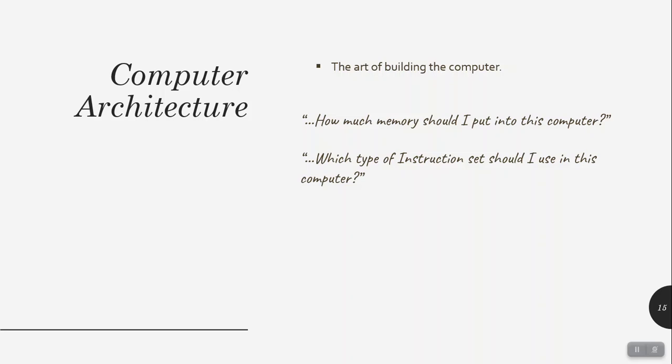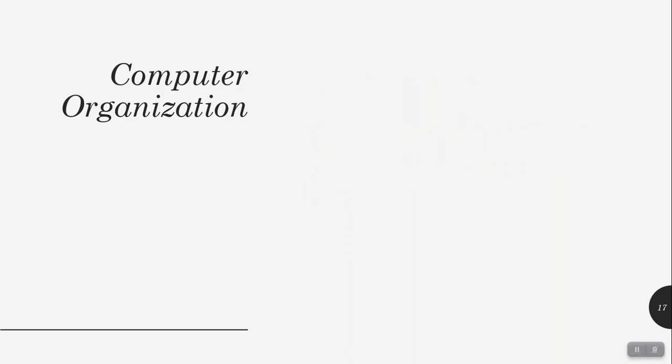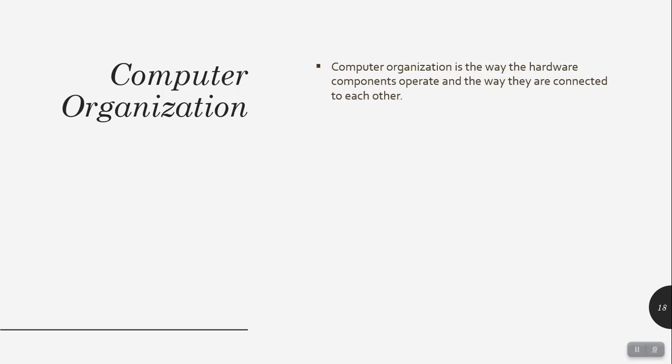Okay, so if that's the case, what is computer organization? So the most commonly used definition of computer organization is the way the hardware components operate and they are connected to each other. So meaning to say, it's just like giving a hardware its purpose or responsibility inside the computer system.